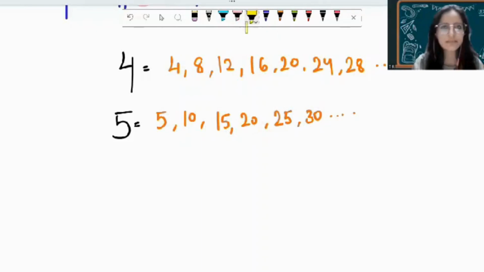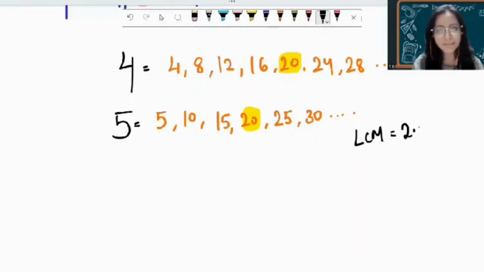Now, what is that number that you see which is common, which is in both of the lists? That is 20, isn't it? So this is going to be your LCM here. Isn't this easy now? So easy. You just list it down and you are going to get your LCM.